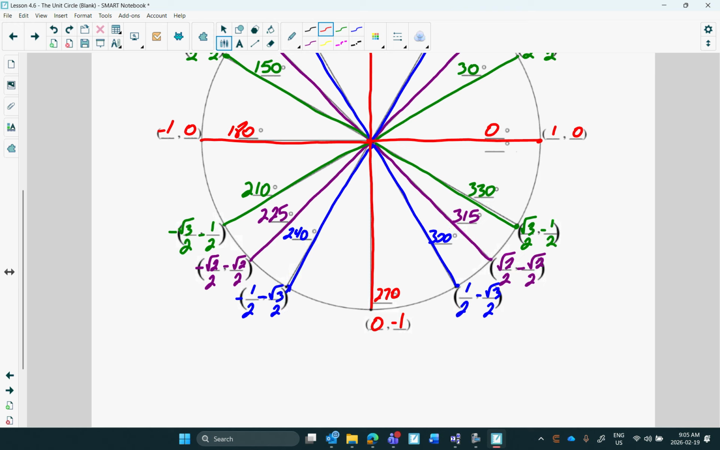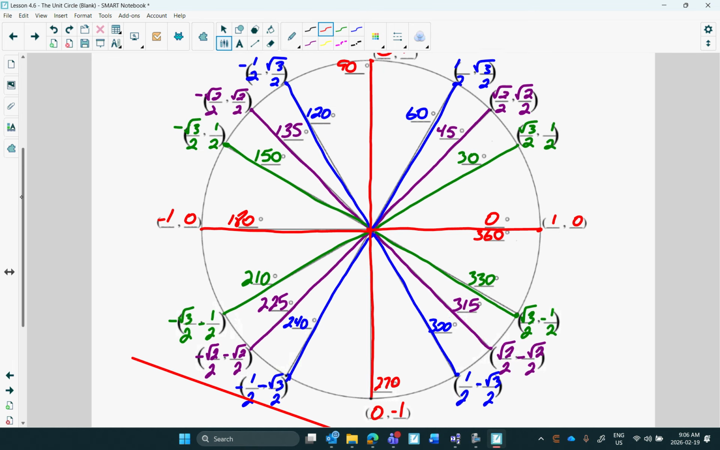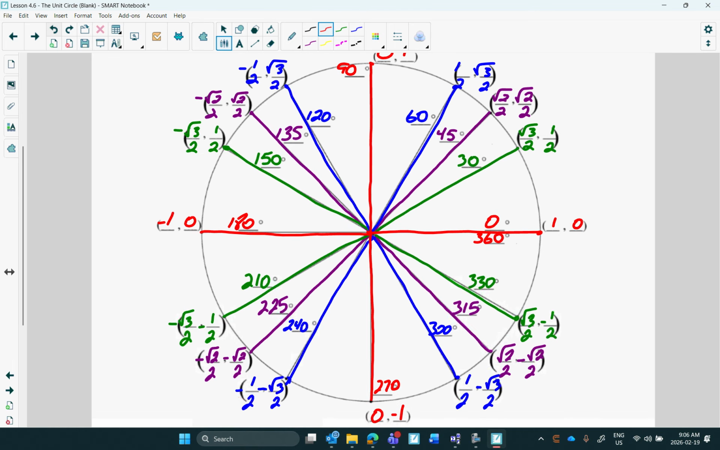And notice there's another angle measure here. Because not only is this 0, it's also 360. And that is the unit circle. So basically, you have to remember these in quadrant 1, and then you can figure out the other ones in quadrants 2, 3, and 4.